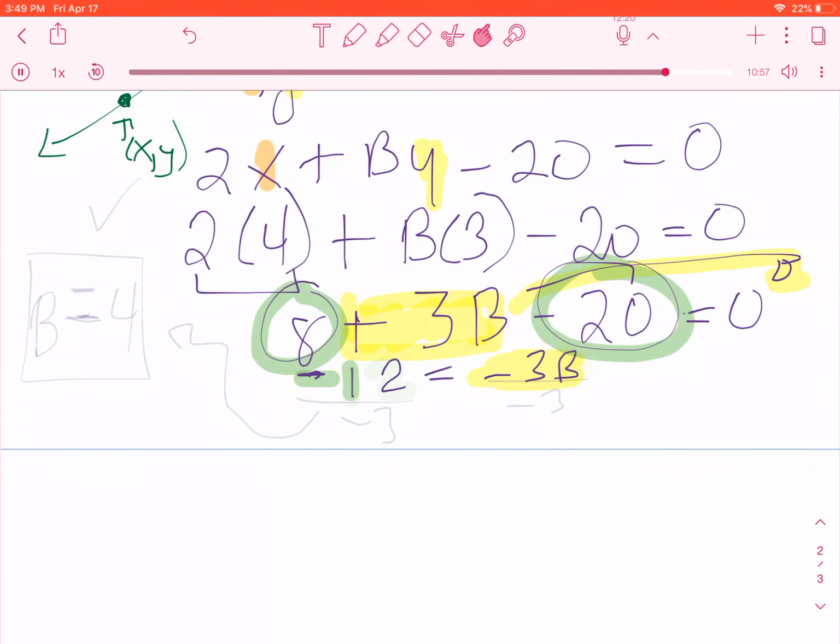Okay, so 8 minus 20 is that negative 12 that we just discussed. And then we brought over positive 3b to the right side. Lastly, to get b by itself, we need to divide by whatever the coefficient is. So I'm going to divide by negative 3, divide by negative 3. This means b is equal to positive 4.